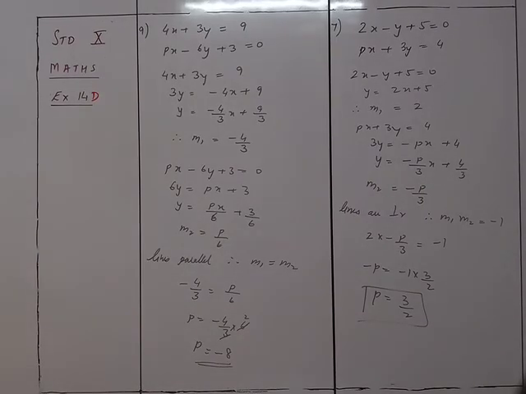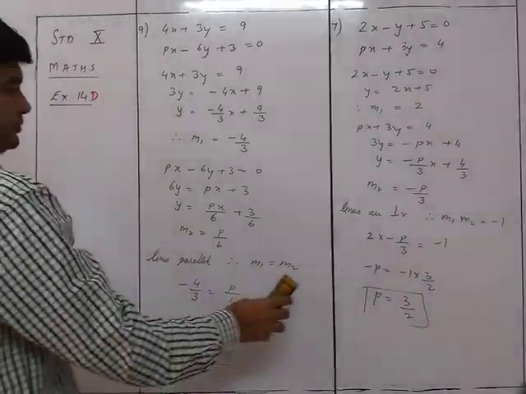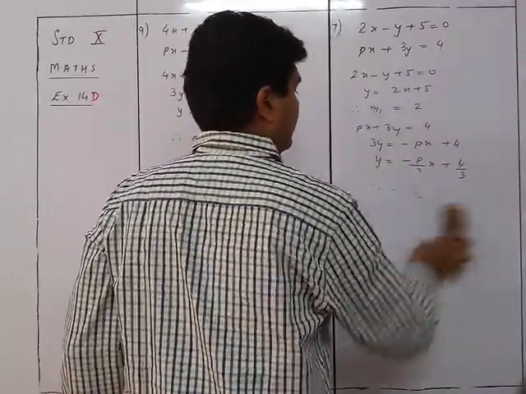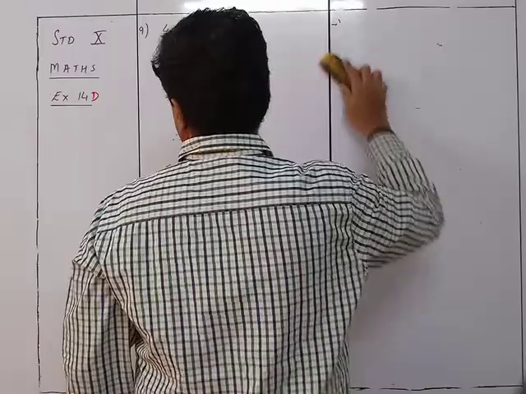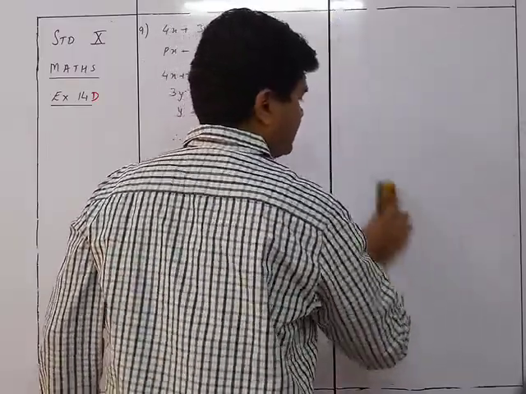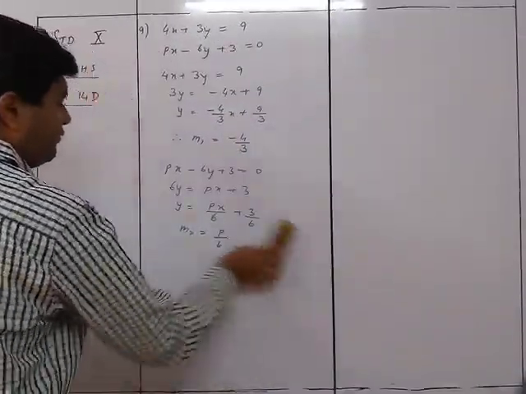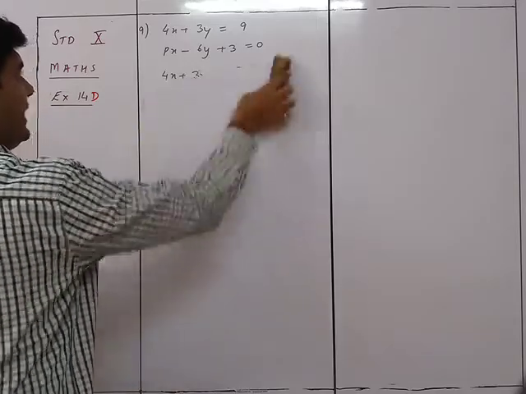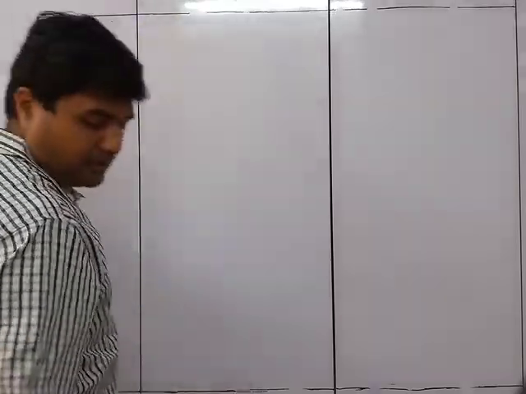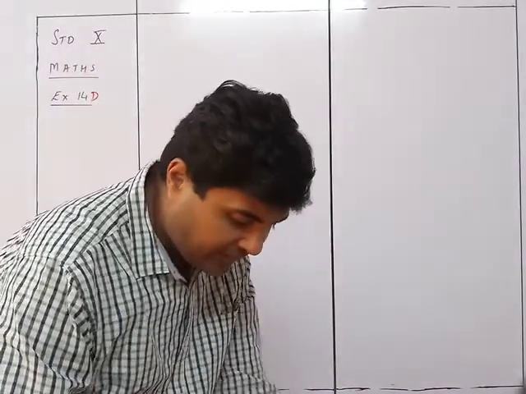We now move on to sum number 11. So that's sum number 11 of exercise 14D from Concise Mathematics for equation of a line.